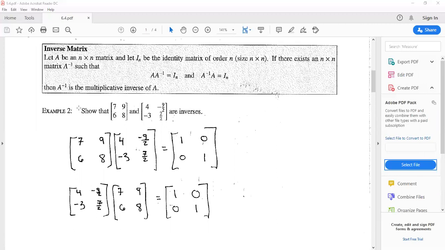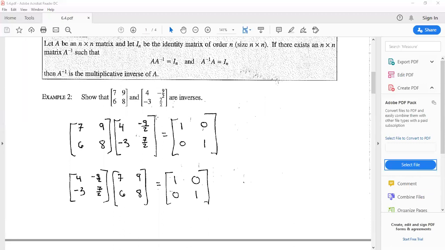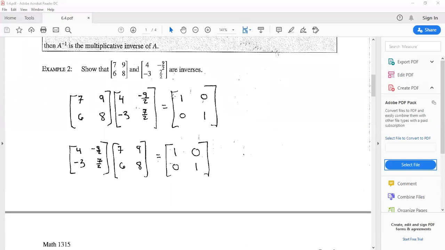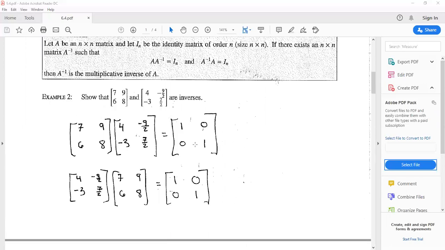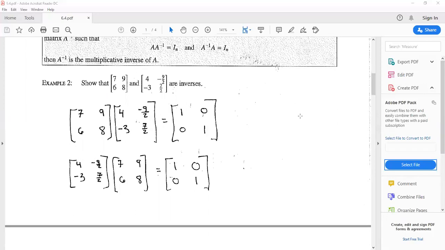So they're going to give us an example here to show that these two matrices given here are inverses of each other. And this is a little bit like a routine check. If you multiply the first matrix by the second one and show all your work, you will get back that the product is the 2 by 2 identity matrix. And if you interchange the order of the two and multiply them the other way, you'll still get back the 2 by 2 identity matrix. So in fact, these two are inverses of each other.